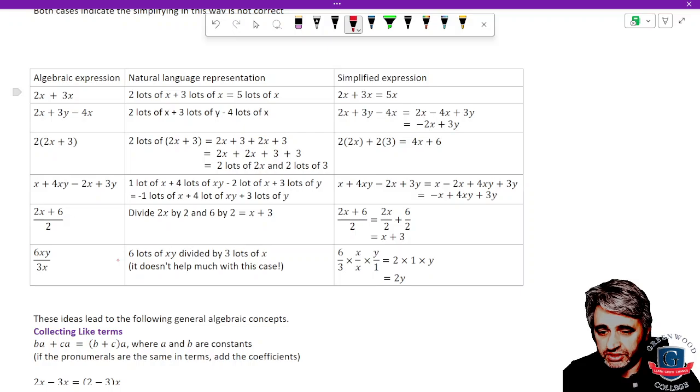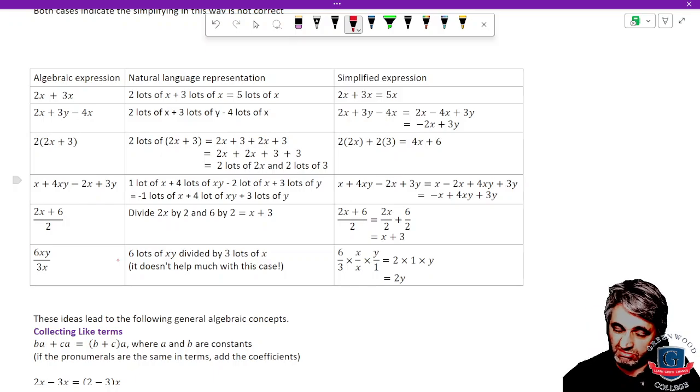Right, let's quickly go through some simple cases. And I said earlier that using natural language can help a lot when simplifying algebraic expressions, so we're going to do that here. And we'll look at a case where it doesn't help much, but it doesn't harm either. 2 lots of x plus 3 lots of x is obviously 5 lots of x. 2x plus 3x, 5x. Take the numerators, add them up.